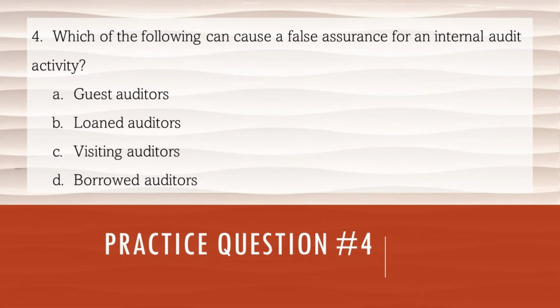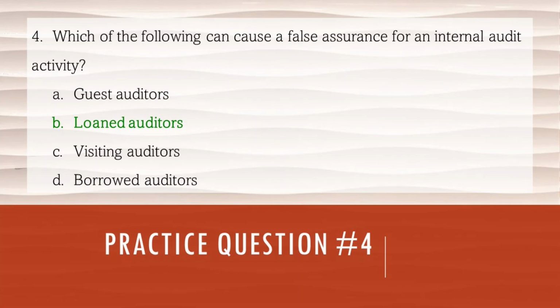D, borrowed auditors. This is very similar to being a visiting auditor. This is where the internal audit activity or function is just borrowing auditors for a temporary moment, right? So these are not going to be your staff that will stay with the company forever. You're just borrowing them temporarily to get the audit objectives or testing procedures done. So the answer here is B, loaned auditors.